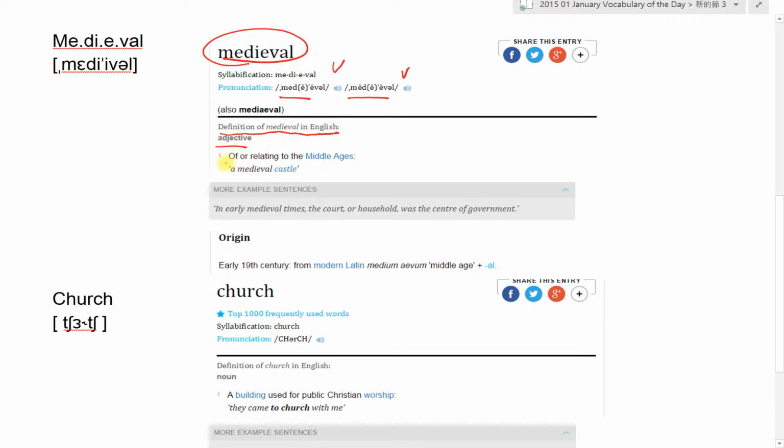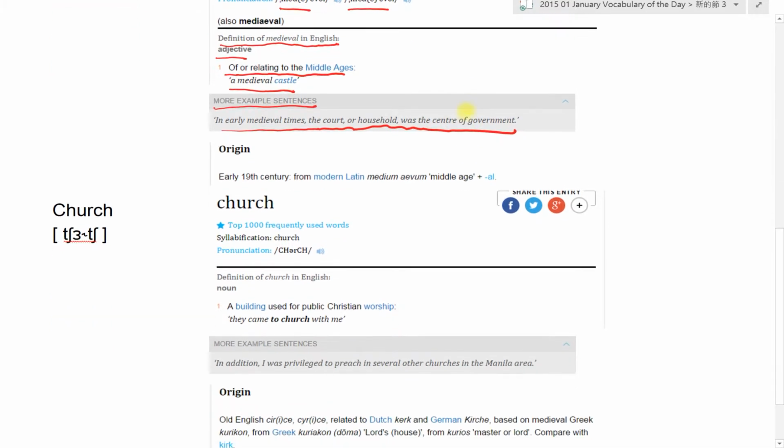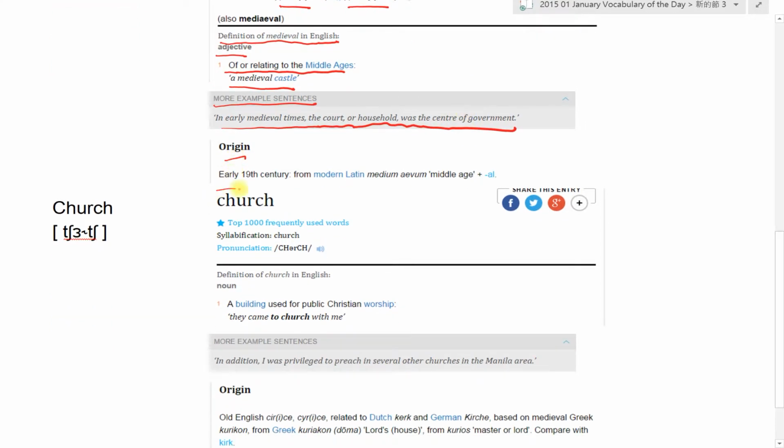Adjective: of or relating to the Middle Ages. A medieval castle. More example sentences. In early medieval times, the court or household was the center of the government. Origins: early 19th century from modern Latin medium aevum, Middle Age.